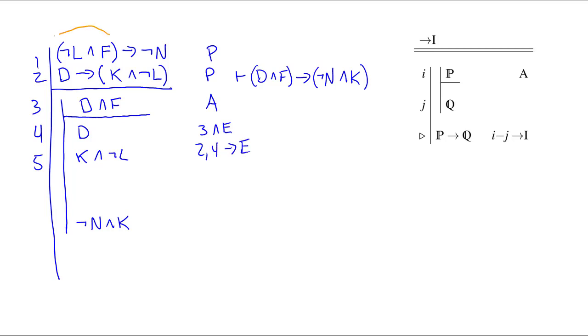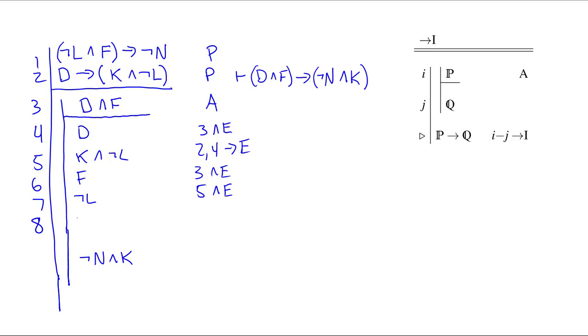I see the antecedent of line 1 is not L and F. I've got a not L here on a conjunction, which means I can easily get that not L, and I've got an F here on a conjunction, which means I can easily get it. So we'll get each of those. We'll get the F from line 3, conjunction elimination. We can get the not L from line 5, conjunction elimination. And we're going to need a little more room here, so we'll move this down. That should be enough. And we'll extend our scope lines.